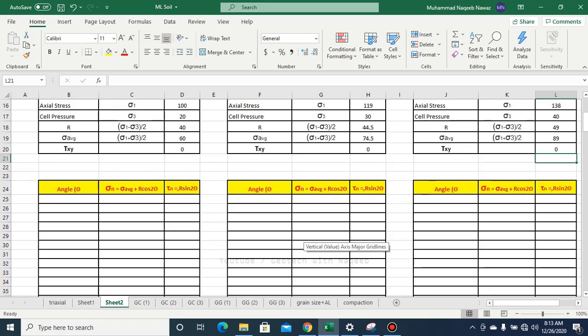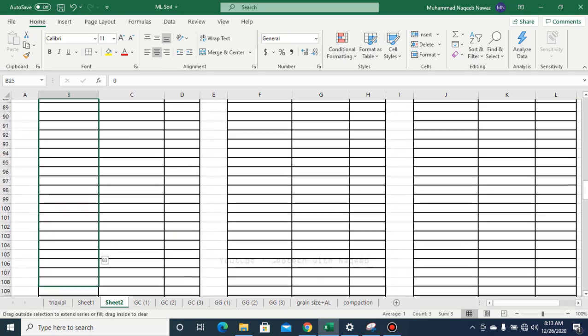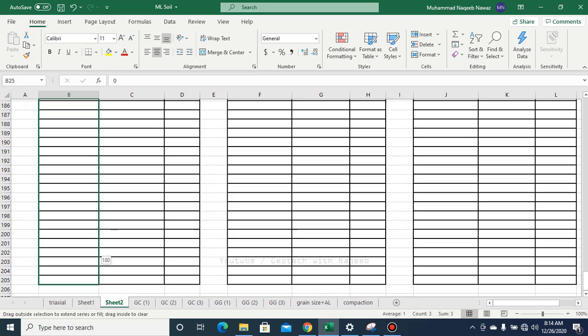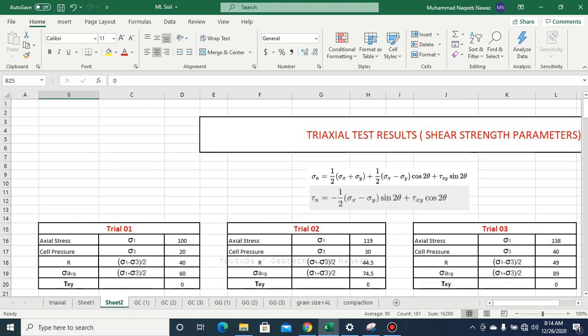For the Mohr circle, we need the angle, because we want to draw a half circle. In a half circle there is a total angle of 180 degrees, so we need the points against each degree of angle. So we will draw the points or stresses against each degree of angle. So 0, 1, 2, and the same sequence will be repeated till 180 degrees. So we can select these cells and drag this sequence to all the cells. So you can see we have the value 180 degrees. Now we need to transform the stresses for every angle.